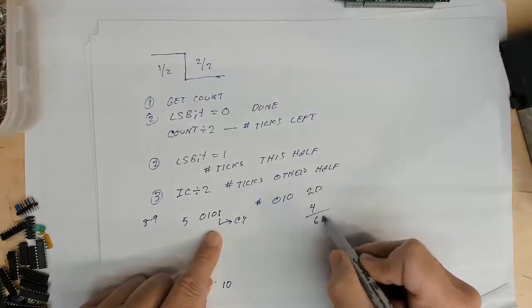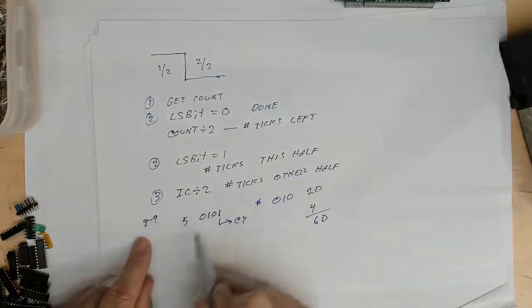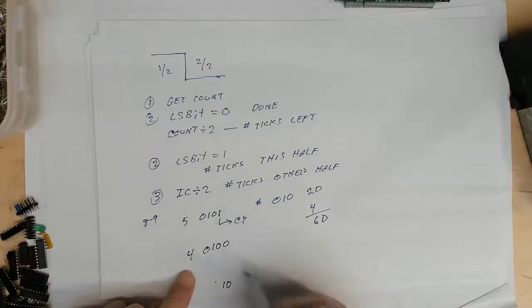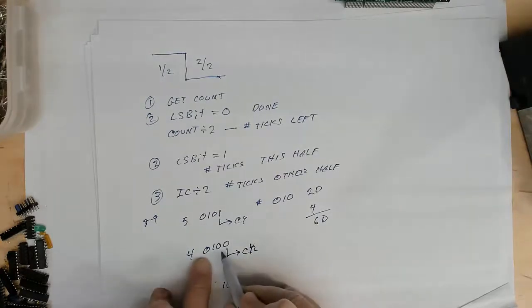So there's a total of 6 ticks left. Okay, now let's say that we did that same example, but instead of getting a 5, we read back a 4. So that's a 0100. Now we move this into the carry. We do a rotate right. We move that into the carry. This tells us the same thing it told us before. There are 2 ticks left in this current half.